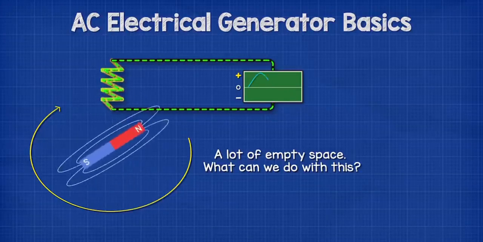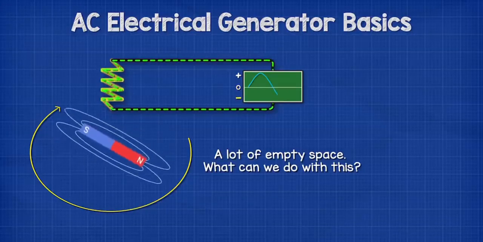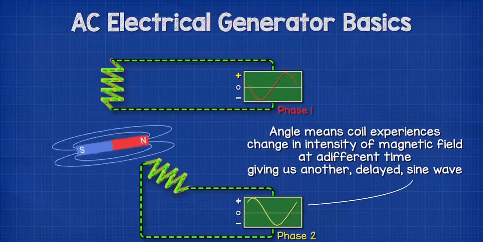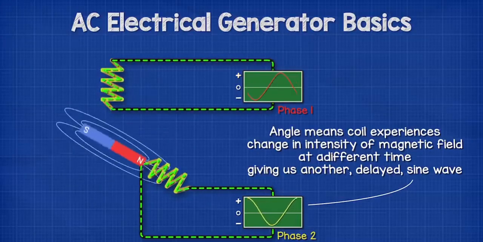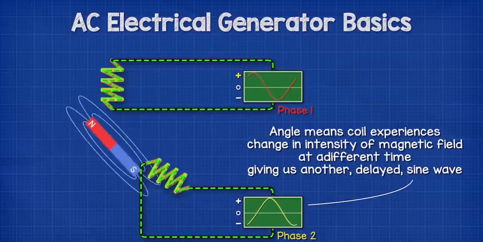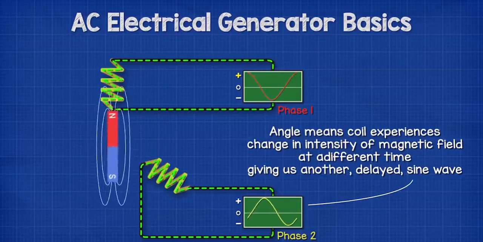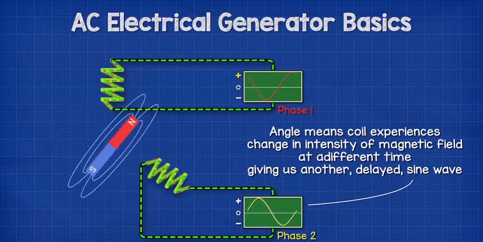Well, we can add more coils to create more phases and provide even more power. If we place another coil 120 degrees rotation from the first phase, this will give us a second phase. Why? Because the coil is at a different angle, so it will experience the change in intensity of the magnetic field at a different time. The current is therefore going to flow forwards and backwards at a different time. That gives us another sine wave, which occurs at a different time.